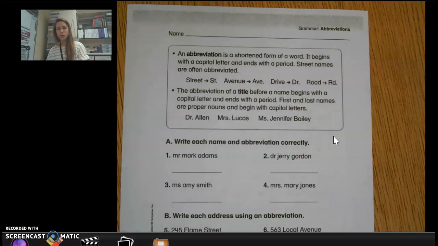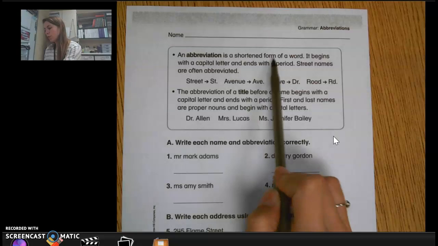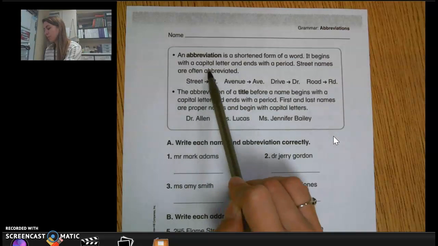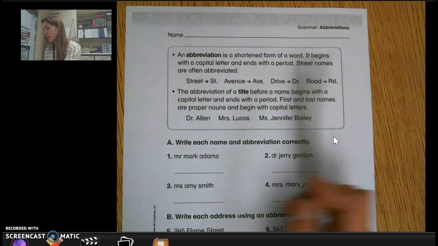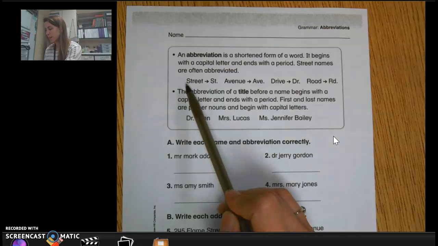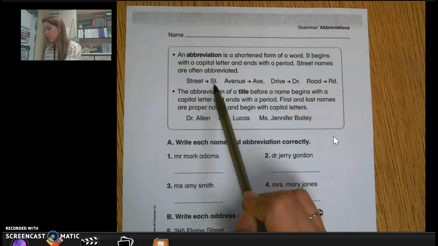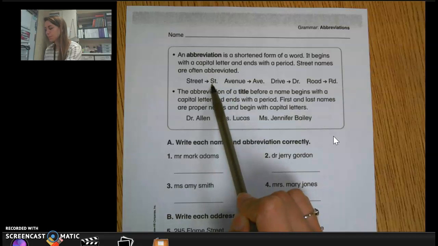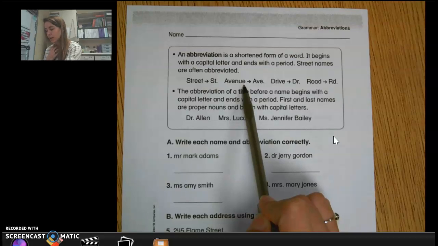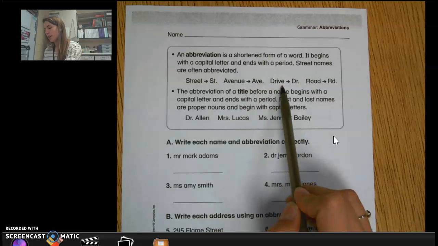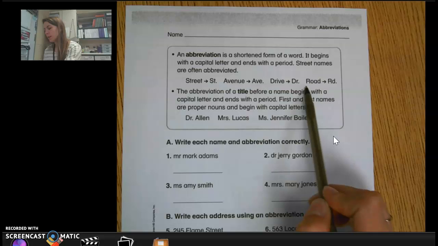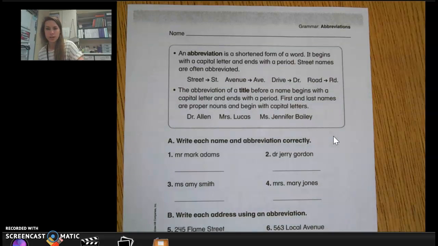And on the other side, we're looking at abbreviations. An abbreviation is a shortened form of a word. It begins with a capital letter and ends with a period. Street names are often abbreviated. So when I write my address, instead of writing out street, I can just write ST period. And like they said, capital. Instead of writing out the whole word of avenue, I can just write AVE for avenue, capital A and a period. Instead of writing out drive, I do DR period. Instead of writing out road, I can do RD period. So it's just a shortened way to quickly write a word.